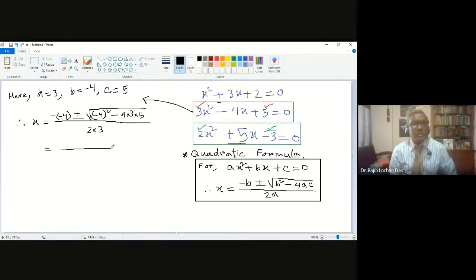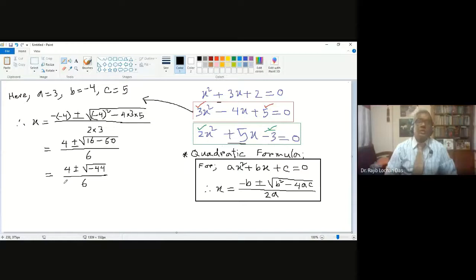So in the next line you will write it is x equals 4 plus minus root over 16 minus 60, divided by 6. Now it is 4 plus minus root over minus 44, divided by 6.